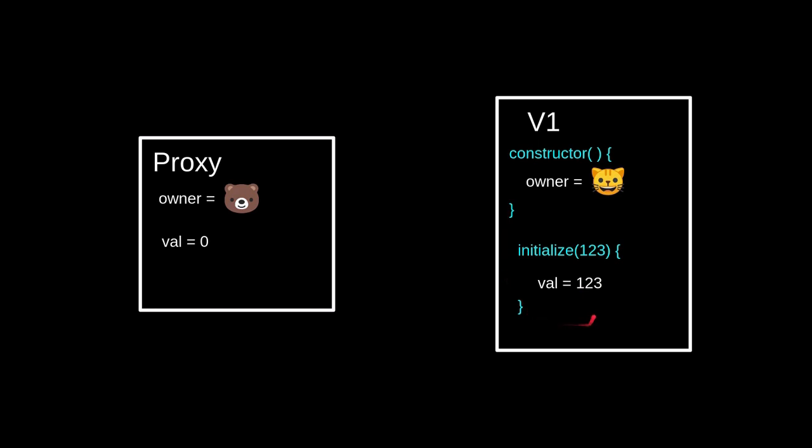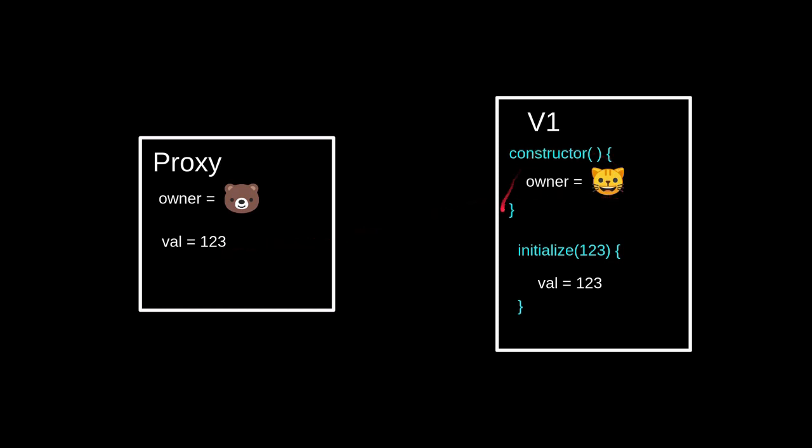We deploy the implementation contract, and after the contract is deployed, we call the function initialize. And assuming that the state variable is defined inside the proxy contract, when this function is executed, it will set bal equal to 123. And because the proxy contract is using delegate call, this will update bal to equal 123.